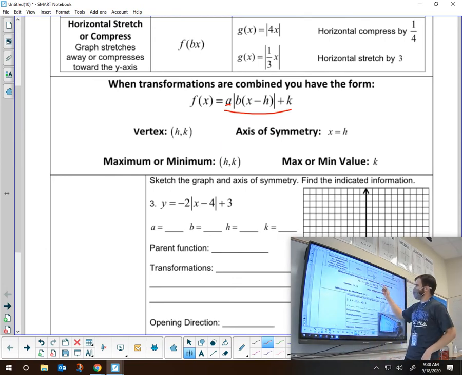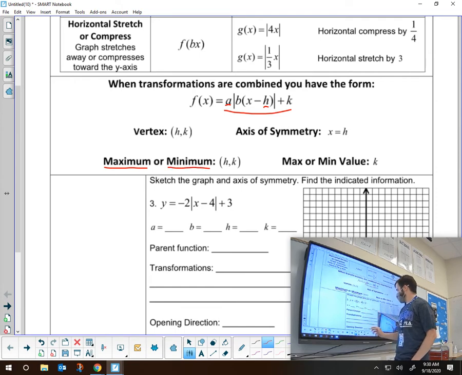Your H and K create what's called your vertex, right? And your vertex is that point where your graph intersects. And so H and K, and your H is always going to be the opposite of what it is in here, because since it's a minus H, we're going to change it to a plus H whenever we bring it out.